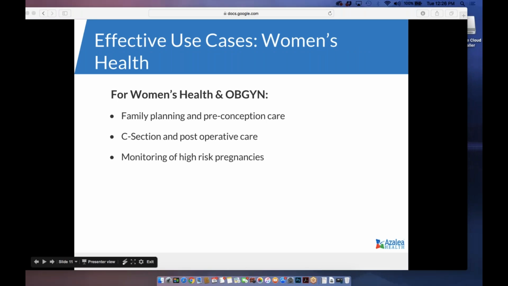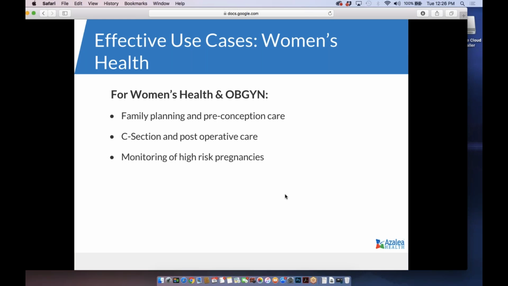Next slide. The other thing it's very interesting to see is women's health and OBGYN is beginning to find very specific use cases. Obviously, family planning, preconception care can all be done remotely. And then post-operatively, C-sections can be actually viewed. So you can look at the patient, you can look at the scar, you can observe that remotely, which I think is very, very efficient for the patient as well as for the practice. And then, of course, monitoring high-risk pregnancies where the patient is going to have difficulty coming in for their consult. This could be a very interesting way to provide that service, and Azalea actually has a very interesting success case that they're going to talk about in the next slide.